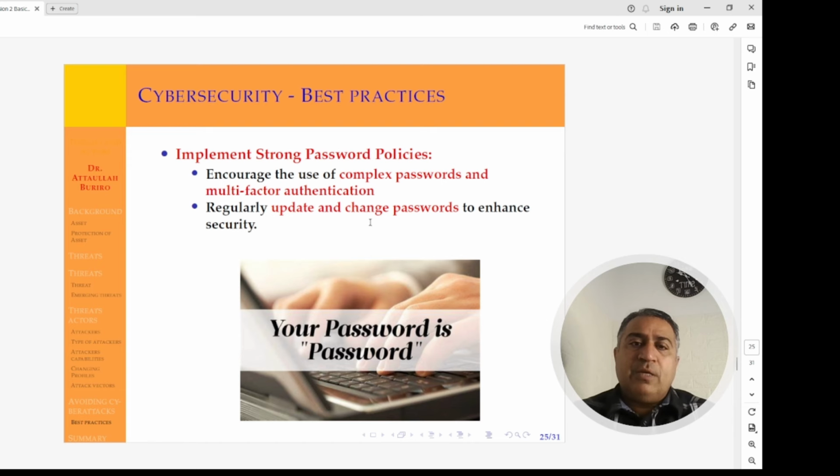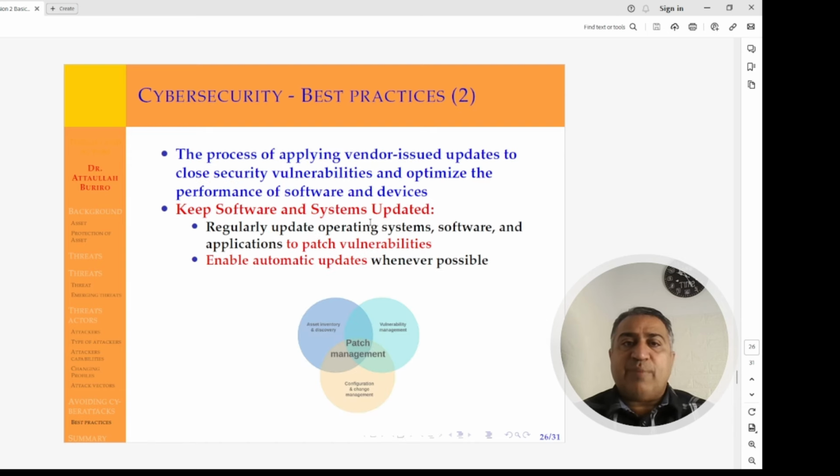Now, the second best practice is patch management. You might have heard about patch management. Sometimes organizations create an operating system or a program, but there is a zero day vulnerability in it. So they take some time to patch that vulnerability, and they will force us to update our operating system or that particular program. This process is called patch management.